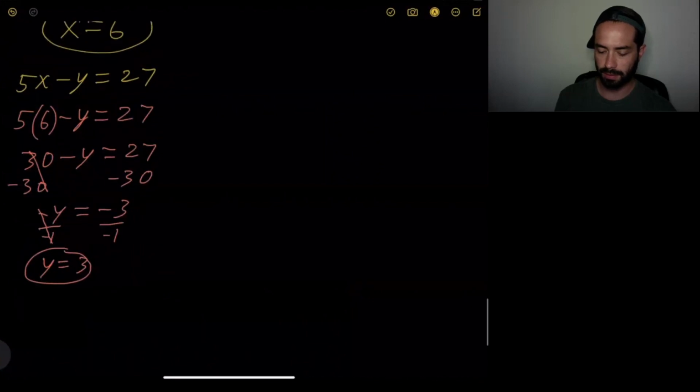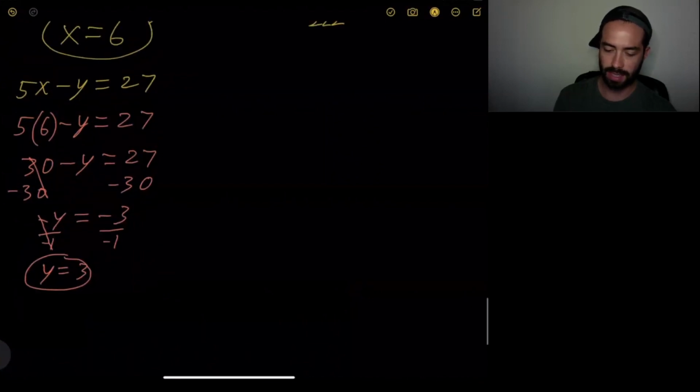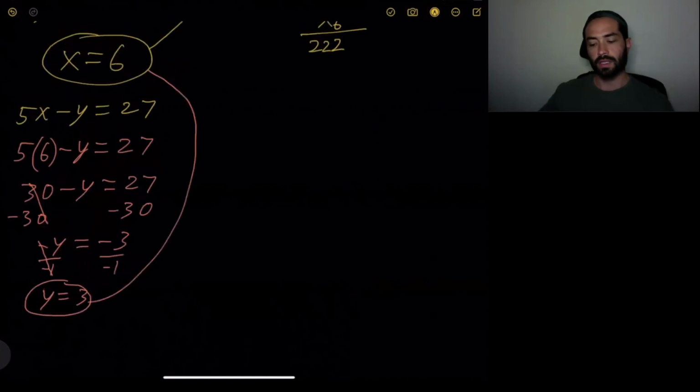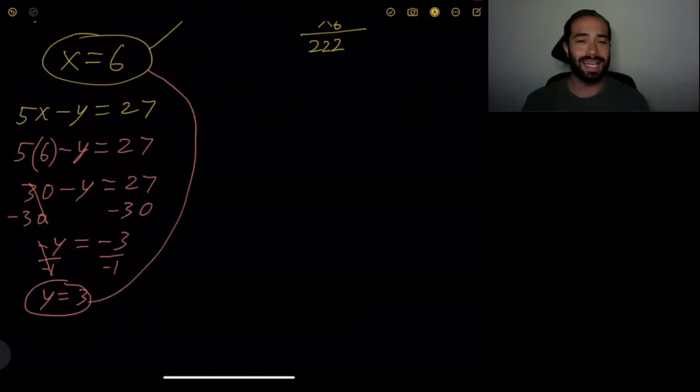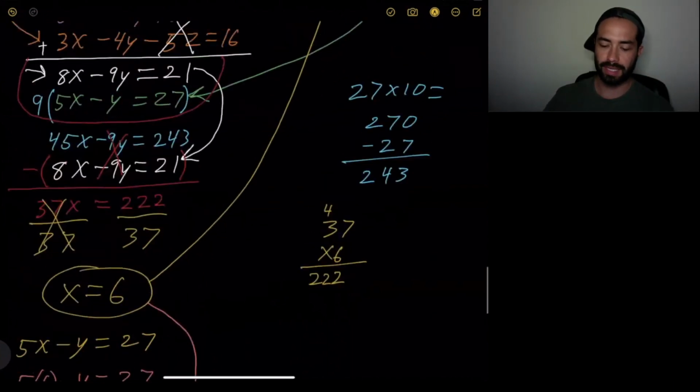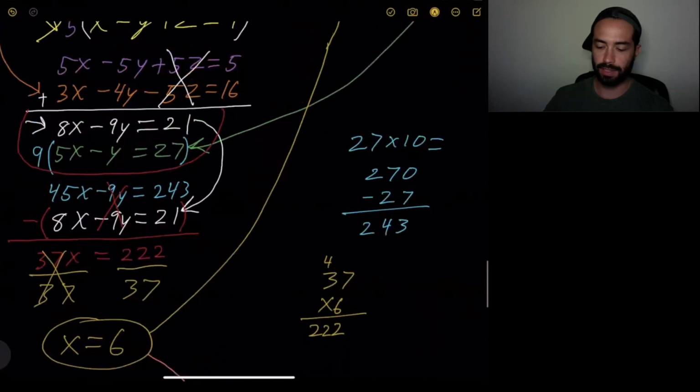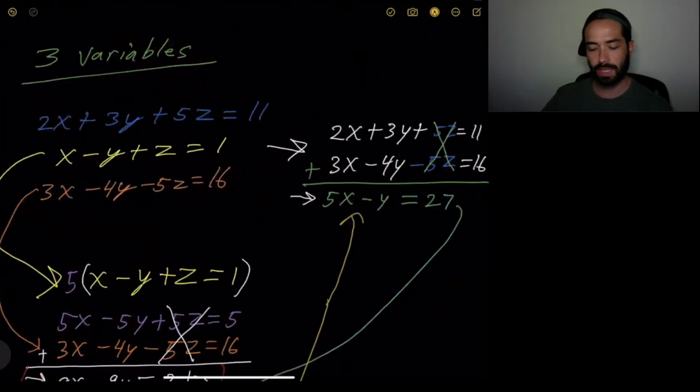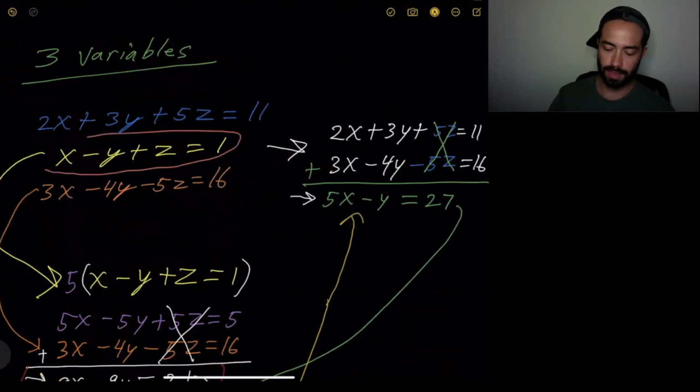Okay, so look at this. We have y and x now. So if I have y and x, I can find z. So I go all the way back to our original 3. And I am going to choose this one since it is pretty simple. Okay, x minus y plus z equals 1.